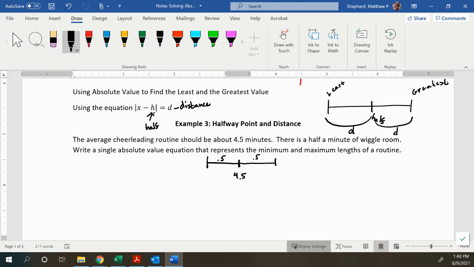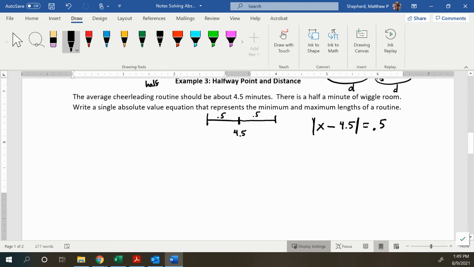Write a single absolute value equation that's going to represent the minimum and maximum lengths of the routine. So x is the length of our routine in this situation. And we want to know how far away it is from our halfway point. How far off is this cheerleader's routine from that 4.5 minutes? Now that's their goal. They're okay to go a little bit above or a little bit below, but not by too much. And how much above and below are they able to go? By about 1/2 minute.